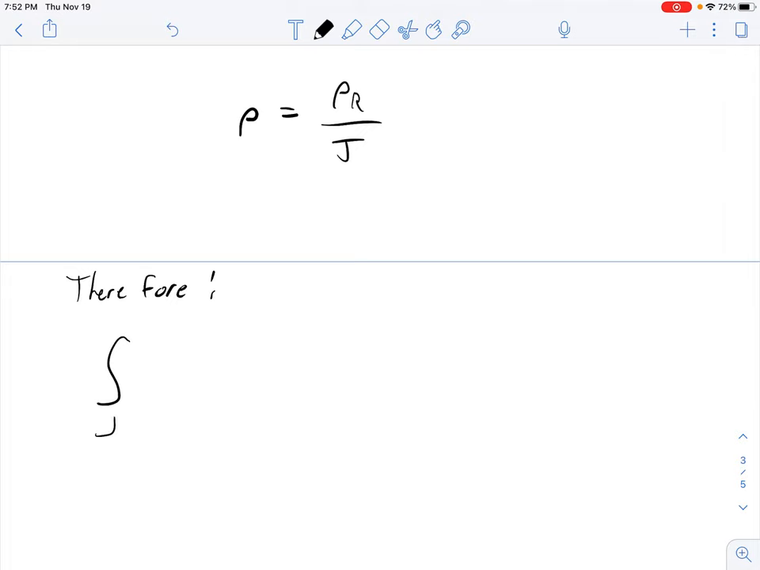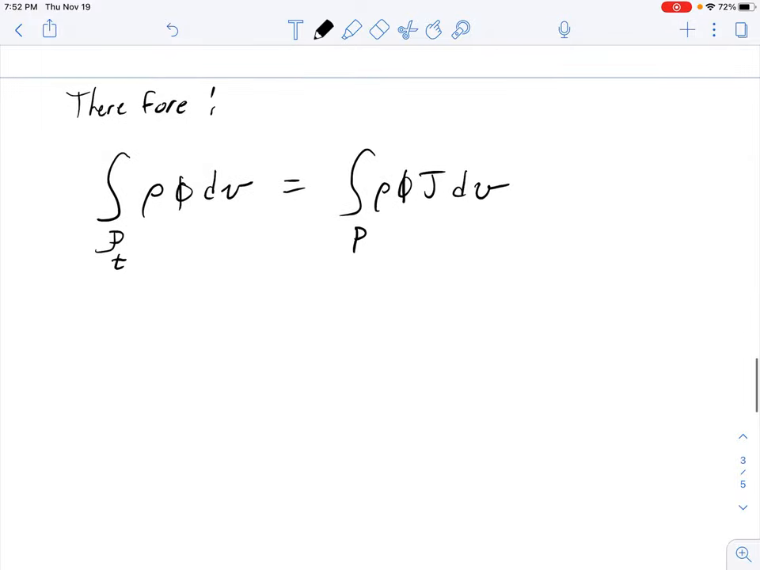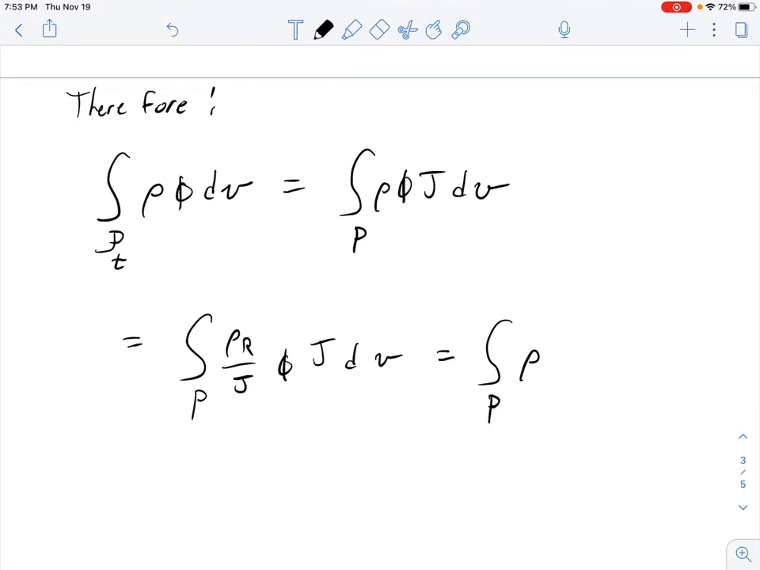We have the integral over the spatial configuration of the region of rho phi dv is equal to the integral of rho phi J dv. So this is just transferring the integral from the spatial to the reference configuration, like we talked about in the other lecture. And now we can substitute in. Equals the integral over the material region of rho r over J phi J dv, which is equal to the integral over the reference region of rho r phi dv.